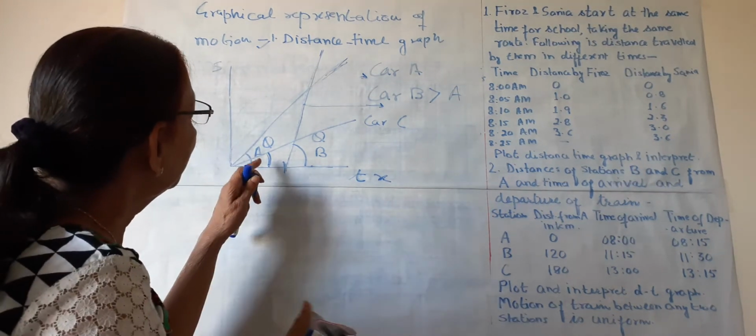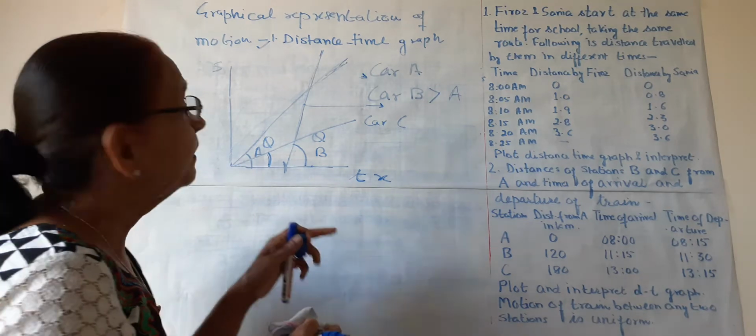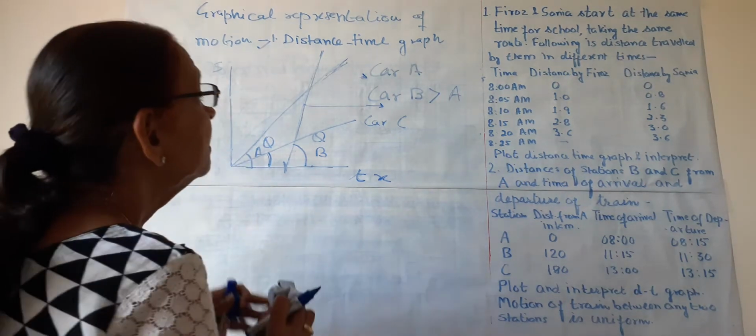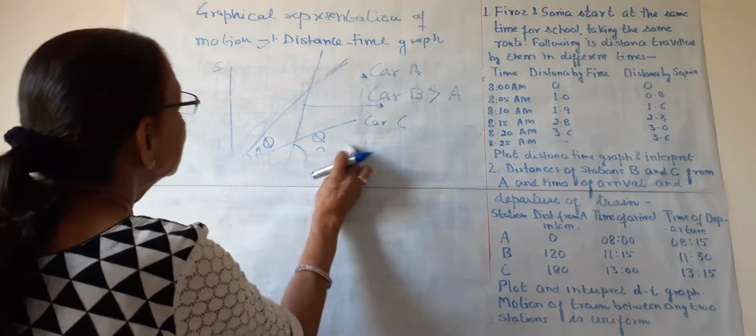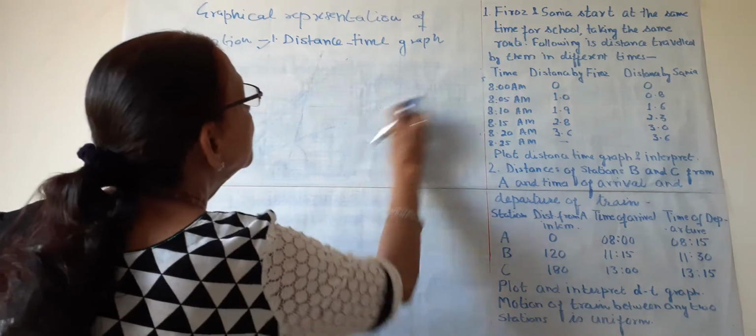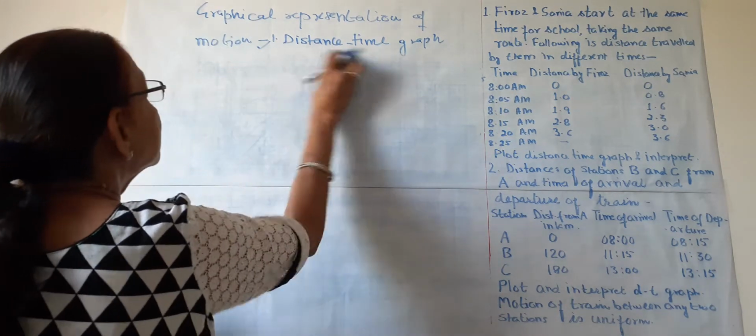So in this way, by knowing the angle theta, we can know the speed of different vehicles together. So this is how we can compare the speed of two or more than two objects.